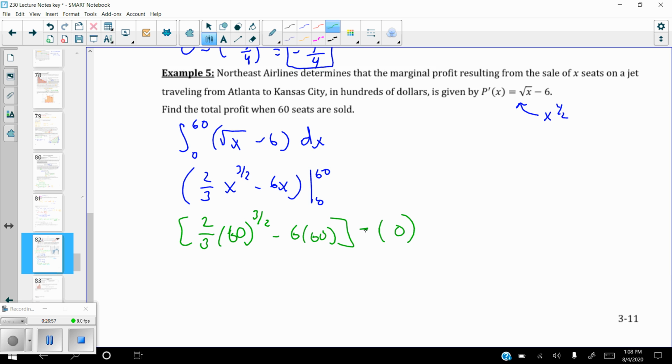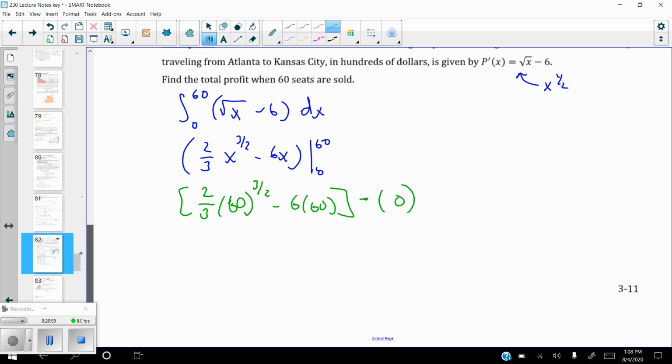So our total profit here is going to be, and that's really what all this gives us here, this is the profit. Our total profit here is going to be whatever 2/3 times 60 to the 3/2 minus 6 times 60 is. We want to actually get some kind of a decimal approximation here because we want this in terms of money. That's easy to do, and 60 to the 3/2 is not going to be an easy one, so we're going to plug this into a calculator.